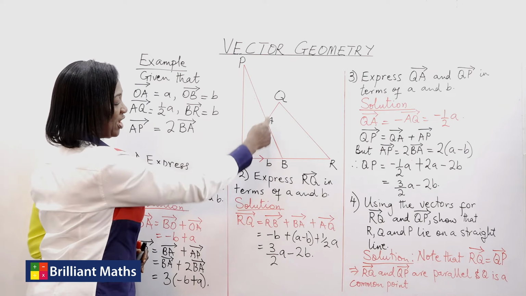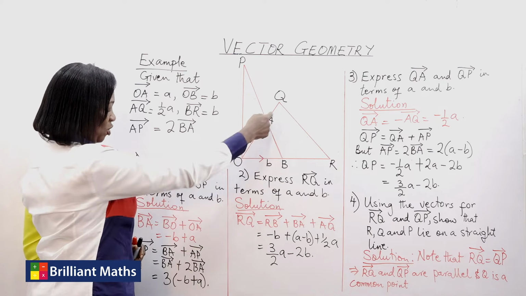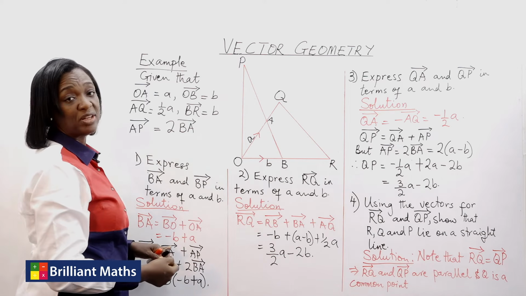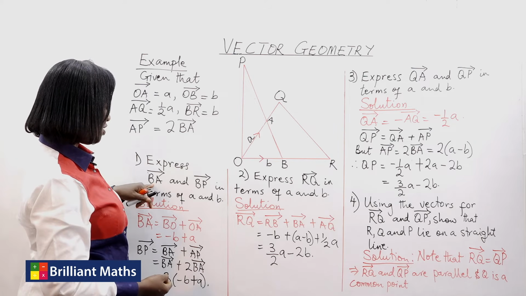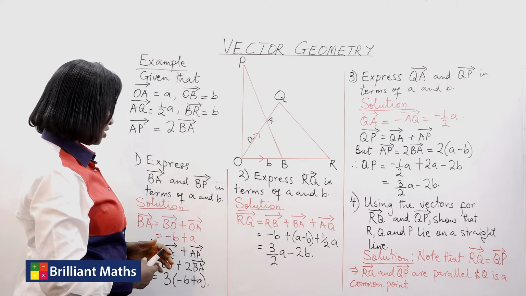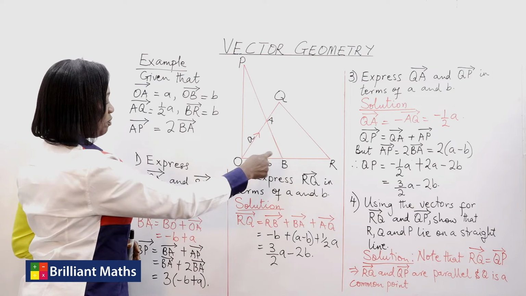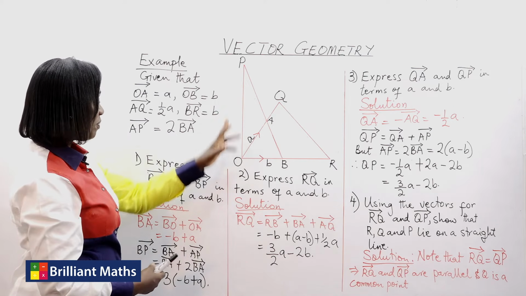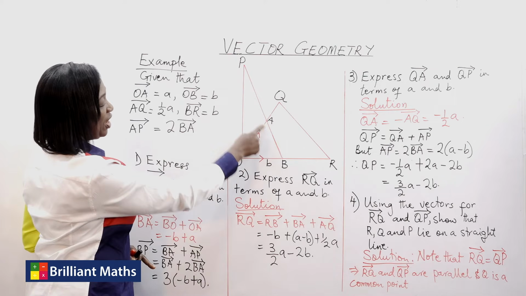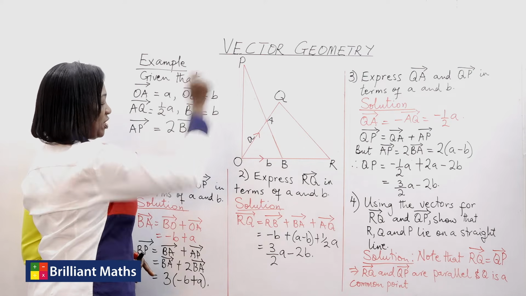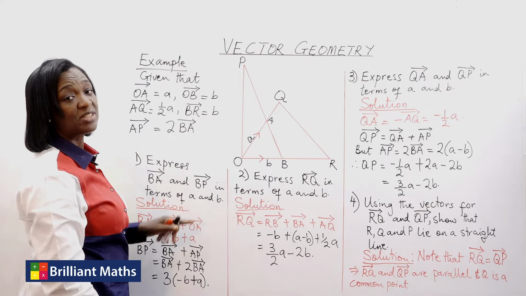To go from B to A, so from B to O, that's BO plus OA, which is minus b plus a. So we have done the vector BA. The next is vector BP. So BP is equal to BA plus AP. And we know that BA is minus b plus a.